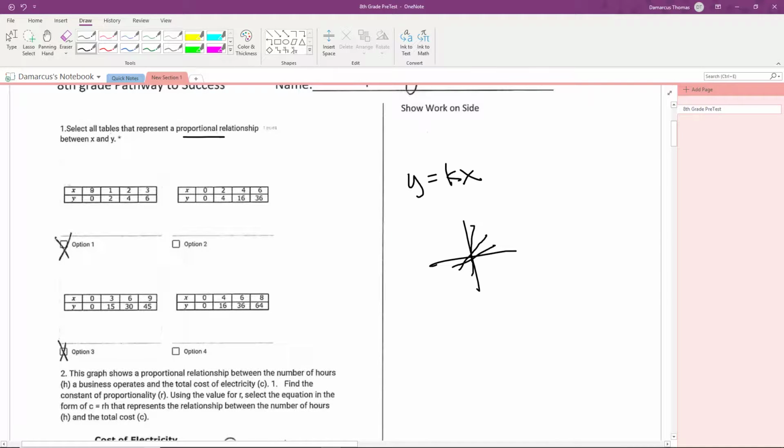And we also know that as x increases, the y values increase by a common multiple. Now let's see, to get 2 from 1, you got to multiply by 2. To get 4, you got to multiply by 2. And to get 6, you got to multiply by 2. And so the k in this case is 2. The constant multiplier is 2. So this is definitely going to be a solution.